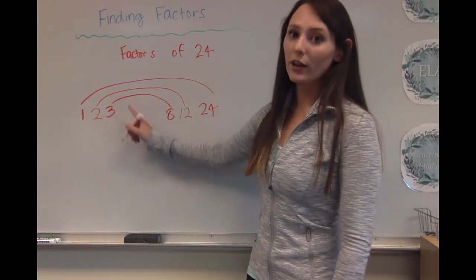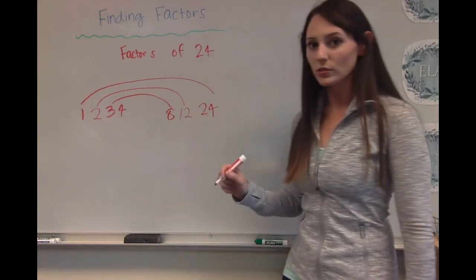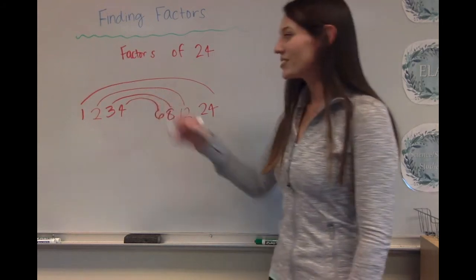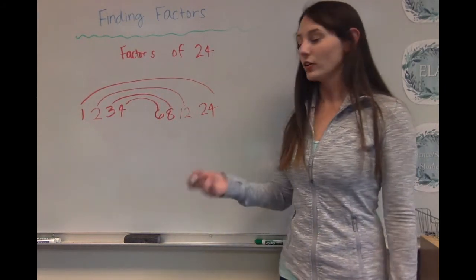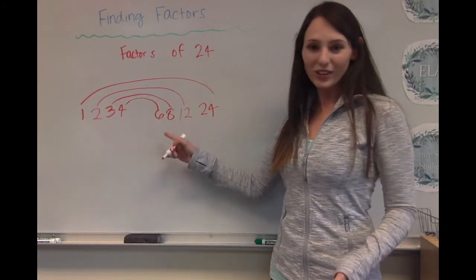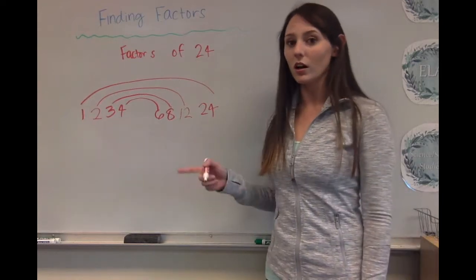So after 3 would be 4. 4 does go into 24, and it goes into it 6 times. So after 4 would be 5, okay? 5 does not go into 24 evenly. After 5 would be 6, but we already have 6 written down. So that means our factor rainbow is complete, and these are all of our factors.